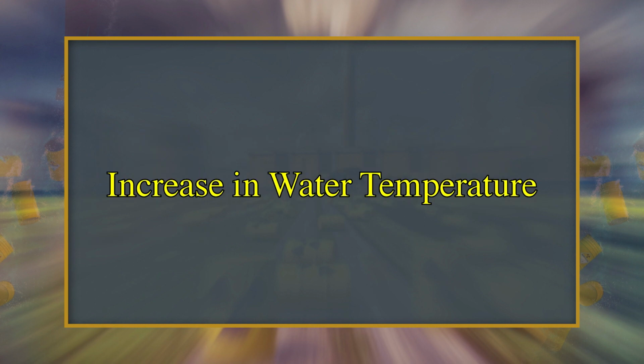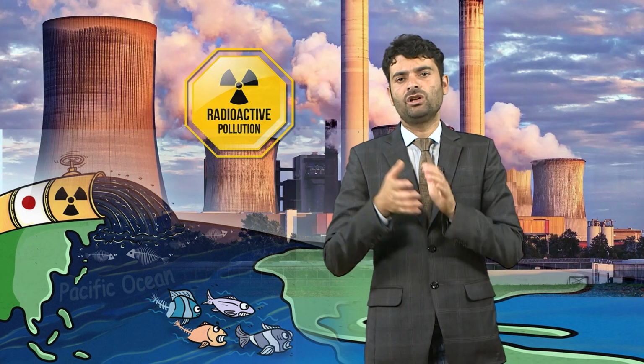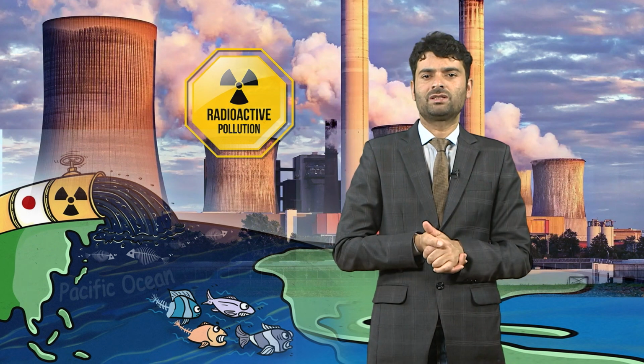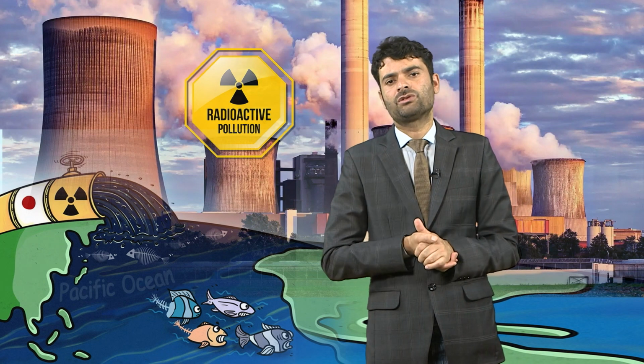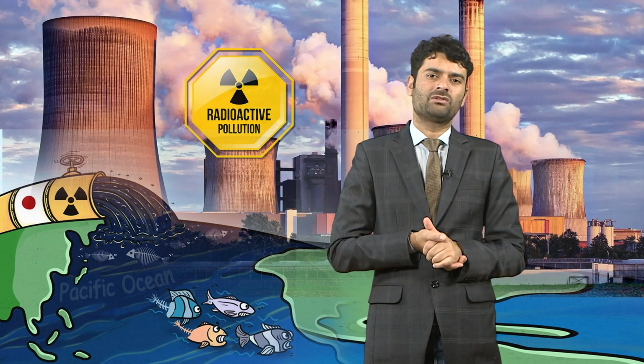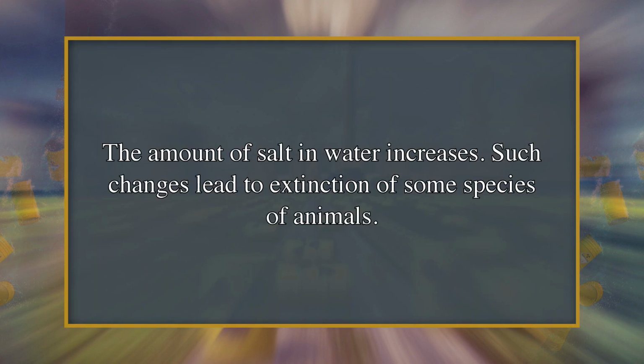Second, increase in water temperature. Nuclear power plants release heat into water like thermal power stations, and it is obvious that the temperature of the water in the area of a nuclear power station is higher than without it, which disturbs the balance of water evaporation. Also, the amount of salt in water increases. Such changes lead to the extinction of some species of animals.